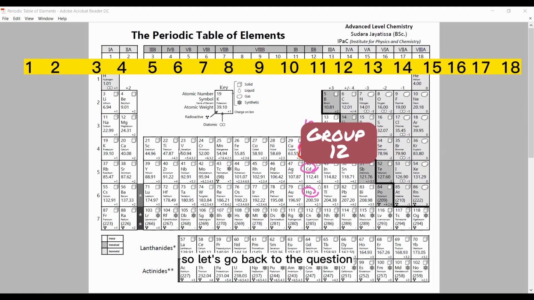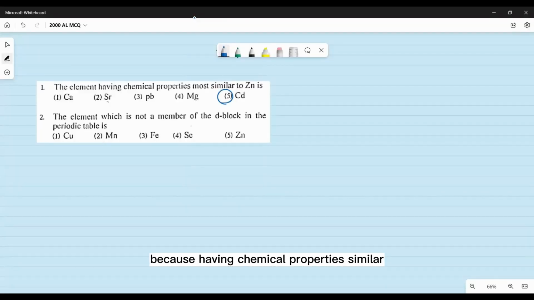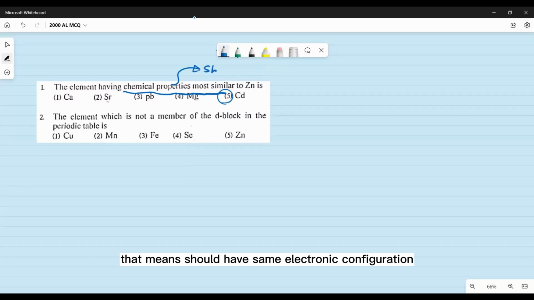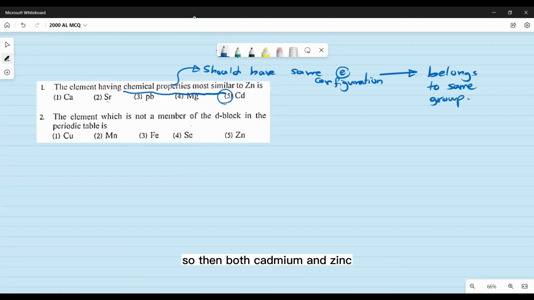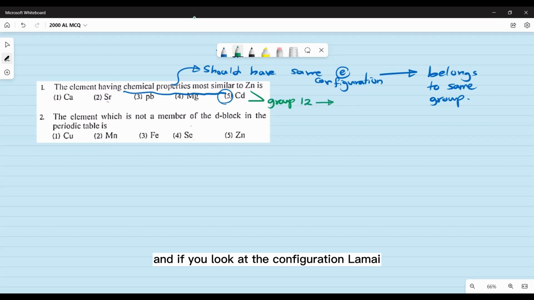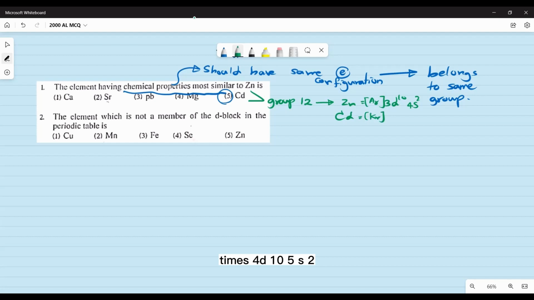So let's go back to the question, and cadmium is going to be our answer, because having similar chemical properties means they should have the same electronic configuration. Same configuration elements you can find within the same group. Both cadmium and zinc belong to group 12. If you look at their configuration, for zinc it is argon configuration times 3d10 4s2. Cadmium will be krypton configuration times 4d10 5s2. So this is condensed configuration.